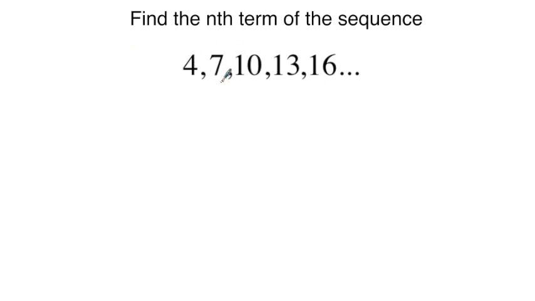Find the nth term of the sequence. So you'll be used to doing this lower down school. So usually you just go, right, that's got a common difference of 3. So that tells me that the nth term is going to be of the form 3n.